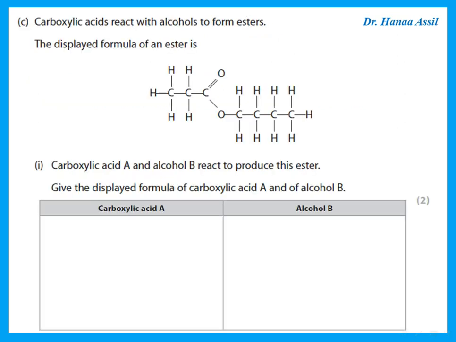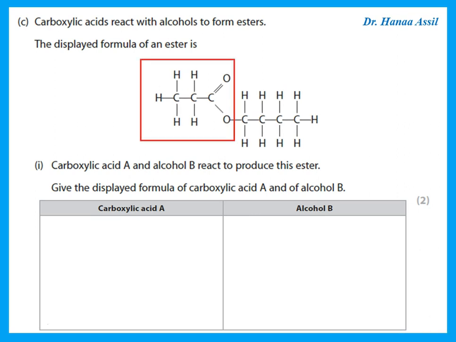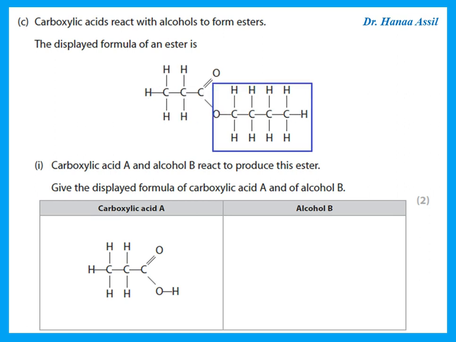Carboxylic acids react with alcohols to form esters, and he gives me the structure of an ester, and he says draw the carboxylic acid and alcohol that react to produce this ester. In this ester, which part was the acid, which part was the alcohol? Remember, the one that has the C double bond O, that's the one that was the acid. So I draw it as an acid with a double bond O, single bond OH. Now the other part here, the part after the C double bond O, that was the part that was the alcohol.